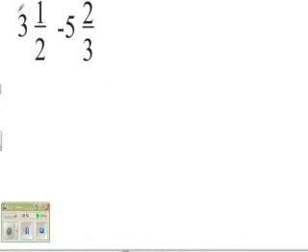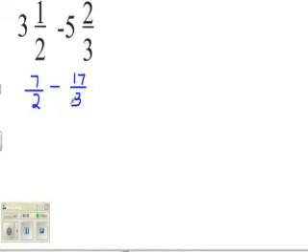Without the picture in your mind that if you have 3 1/2, to convert this to an improper fraction, it's all going to be halves. There are 6 halves in 3 whole circles, and there's 1 more. So there's 7 halves. And you're going to take away, well, here's 5 whole circles cut into thirds. That would be 15 pieces there, and 2 more make 17 thirds.